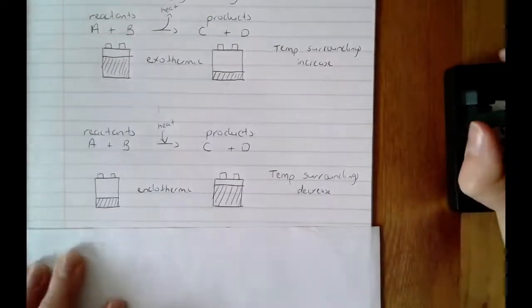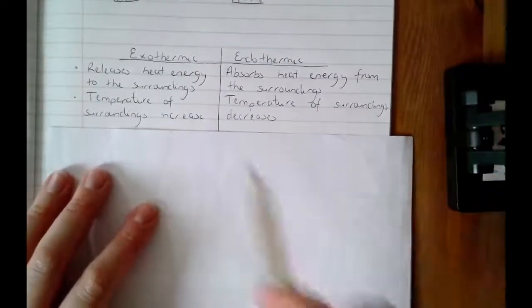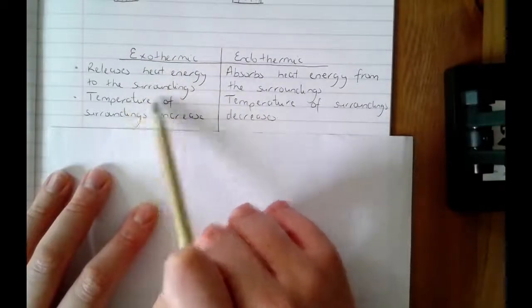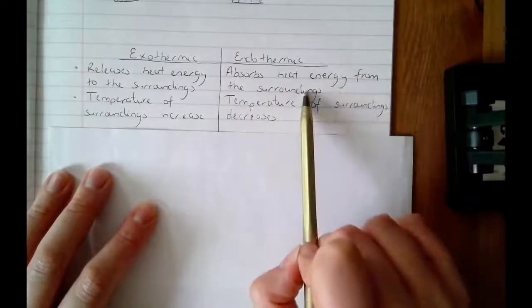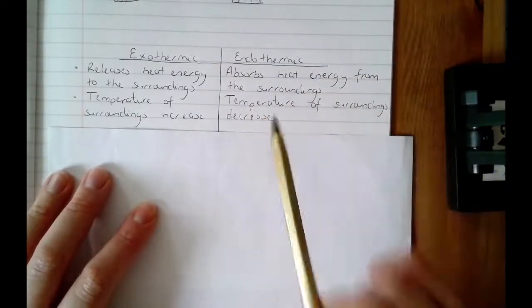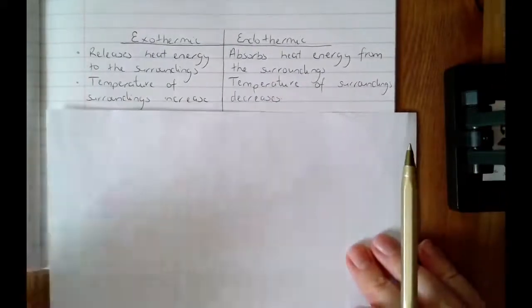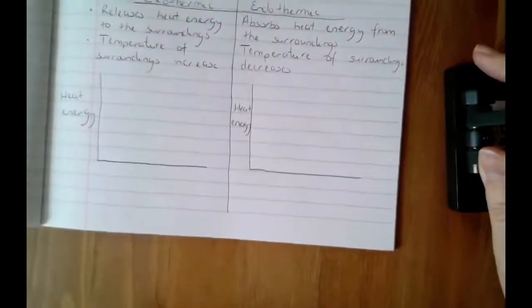I've made a little table here that summarizes these two reactions. So exothermic releases heat energy to the surroundings and causes an increase in temperature, and endothermic absorbs heat energy from the surroundings and causes a decrease in temperature of the surroundings. As well as knowing what exothermic and endothermic reactions are, you need to be able to draw what we call a reaction profile diagram.